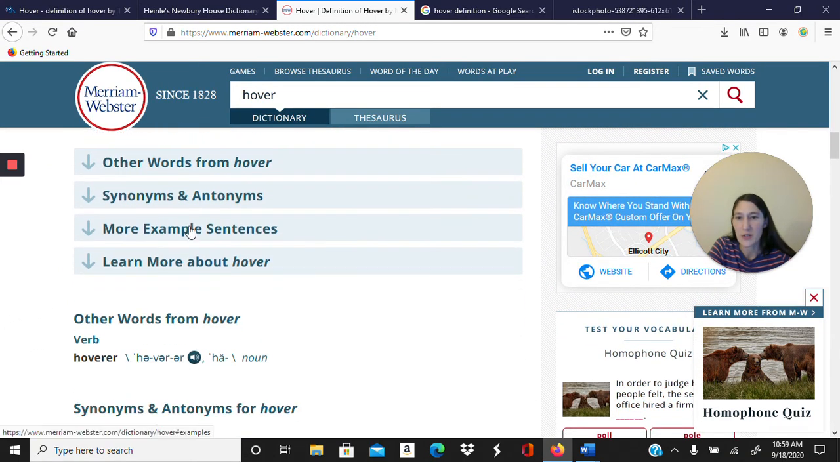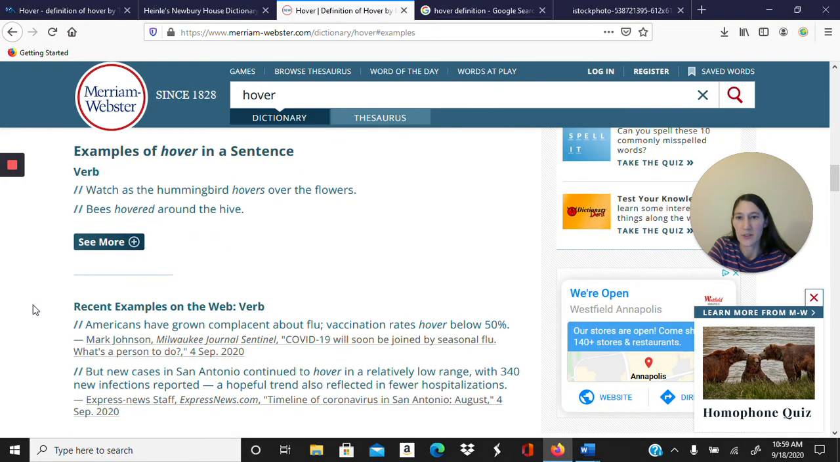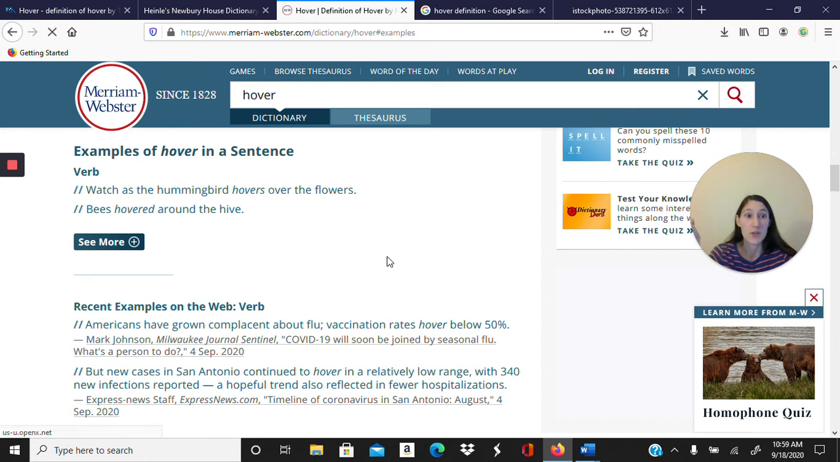So down here too, the other thing that is very, very helpful is looking at it in a sentence, okay? Watch as the hummingbird hovers over the flowers. Bees hovered around the hive. Now I can see a picture in my mind. I can see how it's used in the sentence. This is one of the best ways to really learn the word, is to look at more sentences. And even though this is a little different than the way that it's used in our context, now I'm adding to my understanding. I'm getting more information about the word.